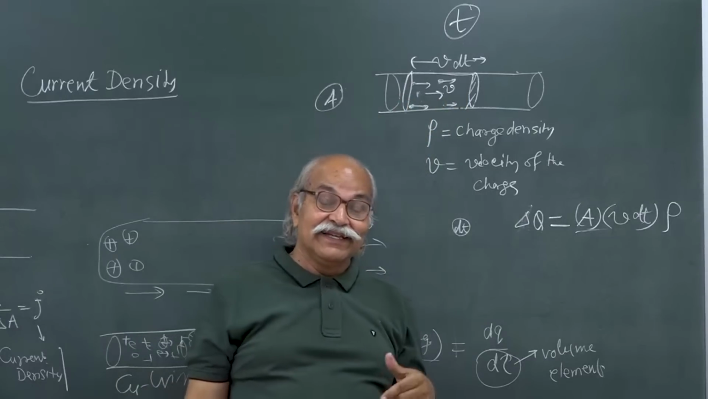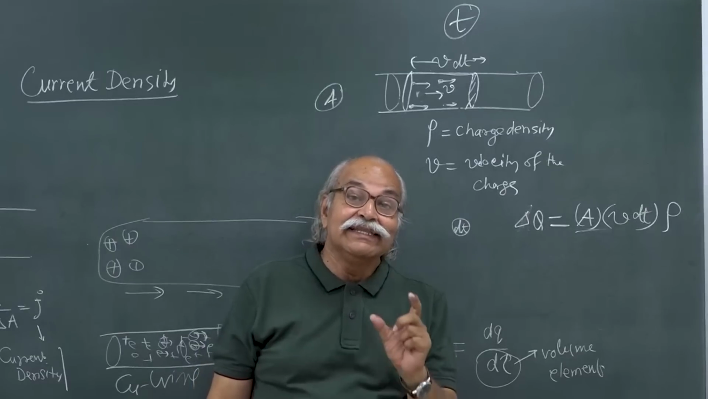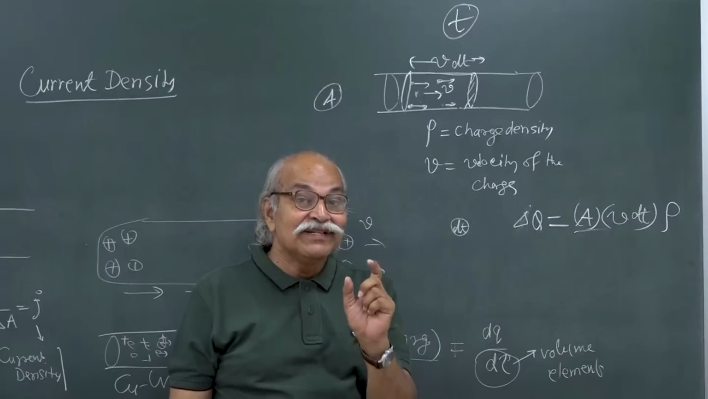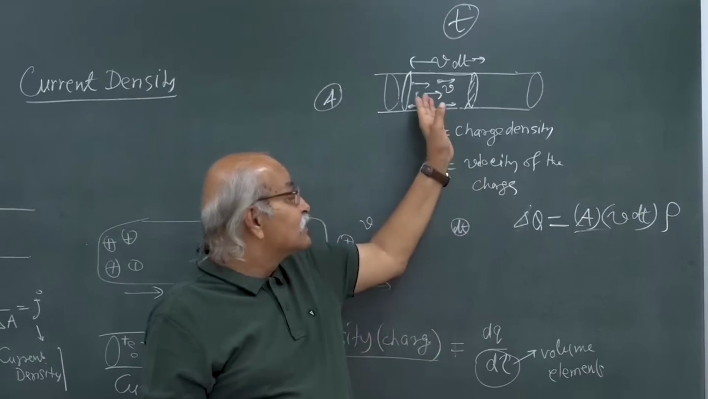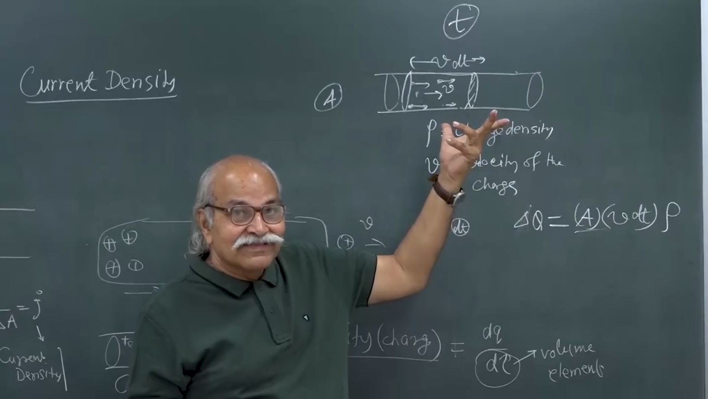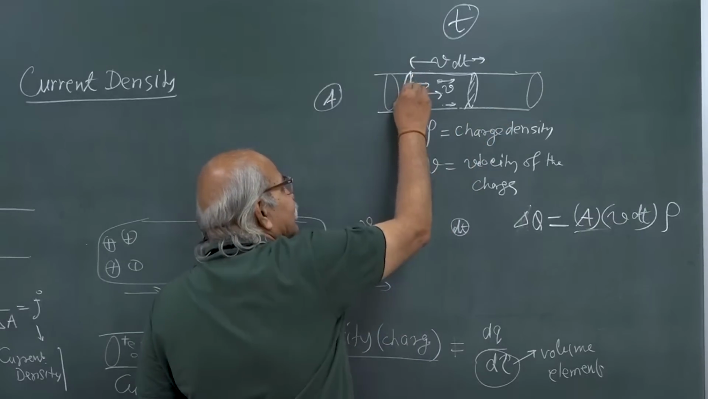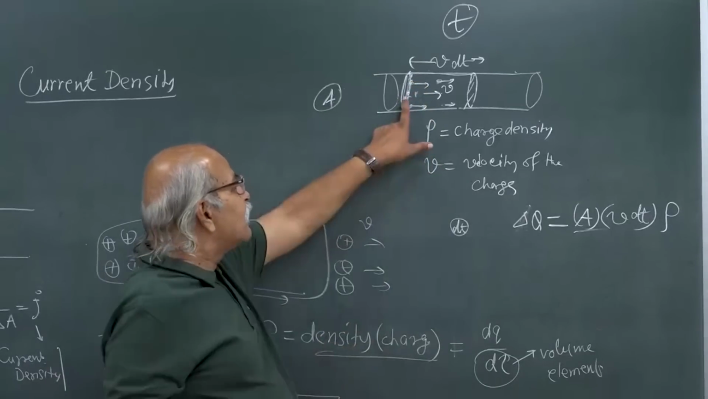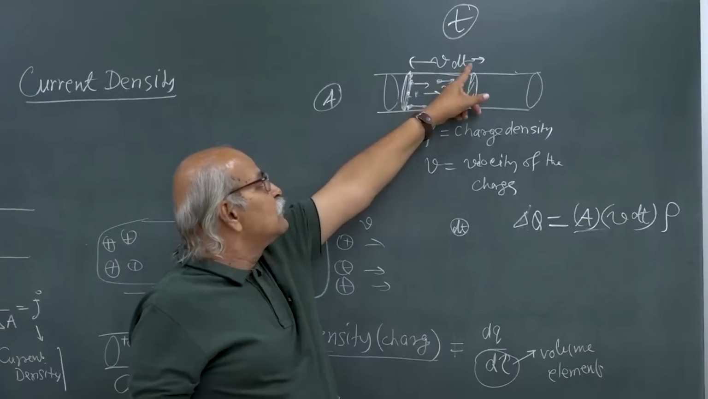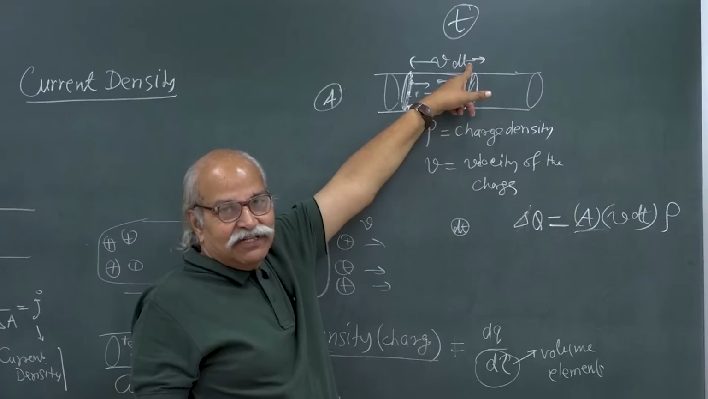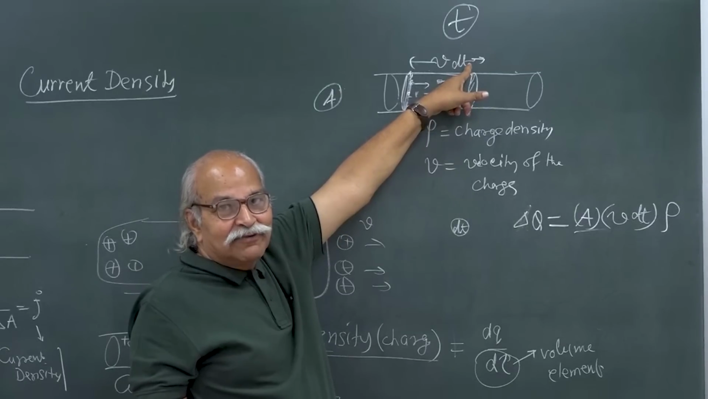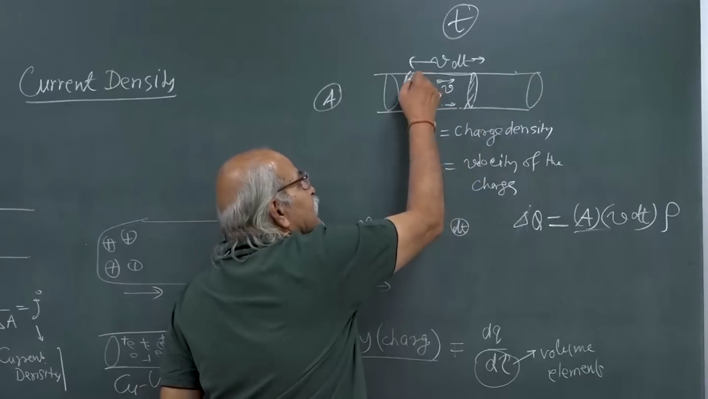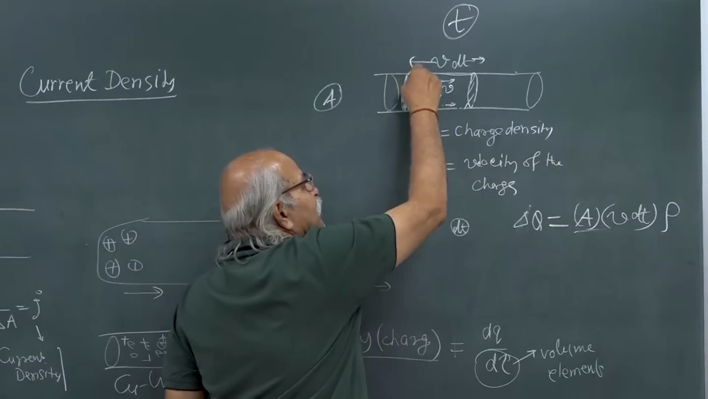Now think what happens in the next time interval dt. In the next time interval dt, which charge is where? Look at these charges which are right here on this cross section. How much distance will they travel? They will travel v into dt distance, because v is the velocity, dt is the time I am allowing. So each of these charges will come here.